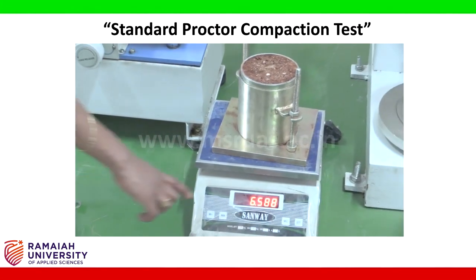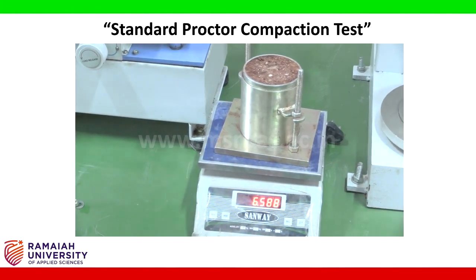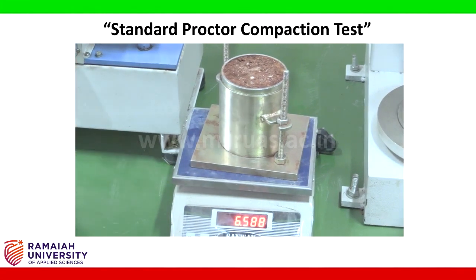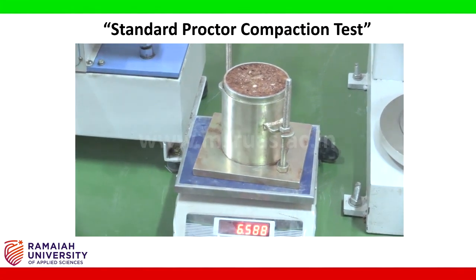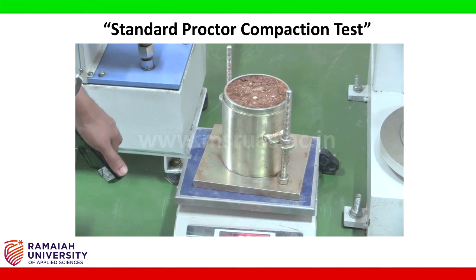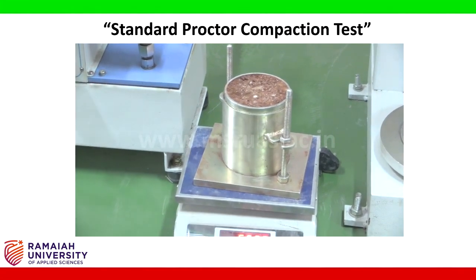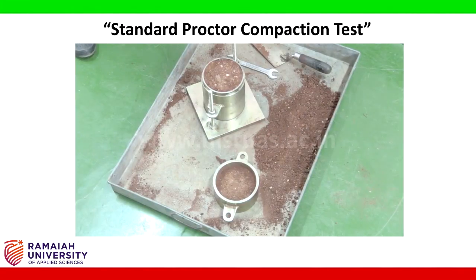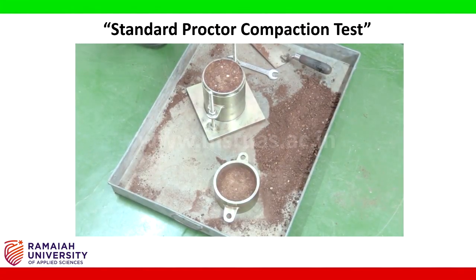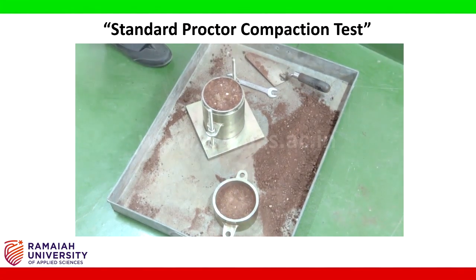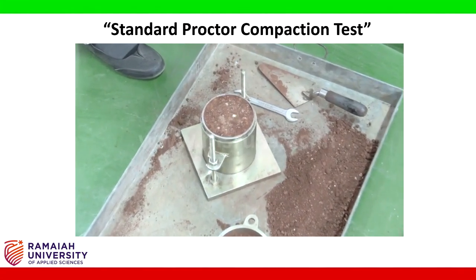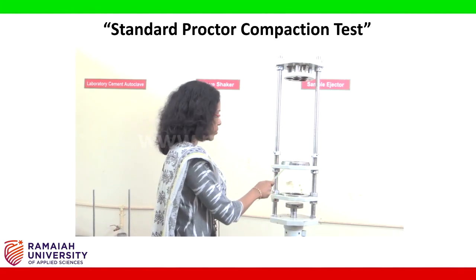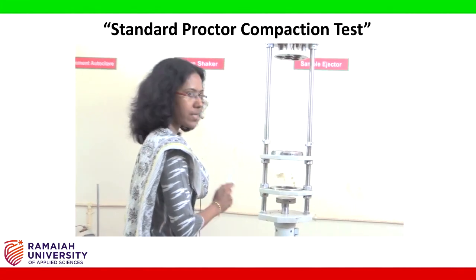Now the weight of the soil sample, along with the base plate and the cylindrical mold, comes to 6.588. Since we have taken the weight of the empty base plate and the mold, we can find out the total weight of the soil sample in the mold. After weighing the soil sample, we have to remove the soil sample from the cylindrical mold. For this, we will be using a sample ejector. This is the sample ejector which is used to eject the sample from the cylindrical mold.